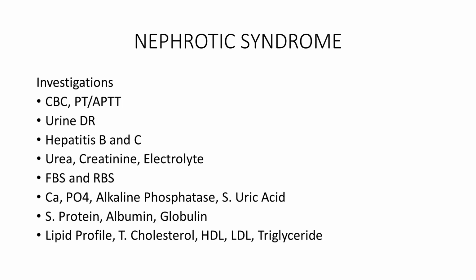Urine DR will give you 3+ proteinuria. Hepatitis B and C to exclude secondary causes. Urea, creatinine, electrolytes, because patients of nephrotic syndrome usually do not have renal failure, but if the kidney functions are impaired, it's a serious disorder. Fasting and random blood sugar to exclude diabetes mellitus. Calcium, phosphorus, alkaline phosphatase, and uric acid. These are the panel of, as I have already told, the renal profile panel. Serum protein, albumin, and globulin. You have to identify lipid profile to check for cholesterol, HDL, LDL, and triglycerides.